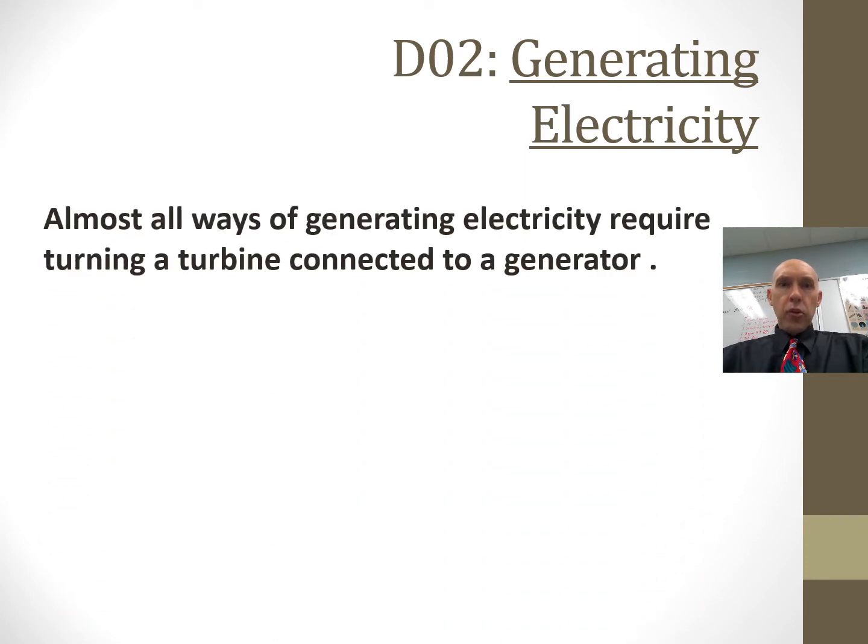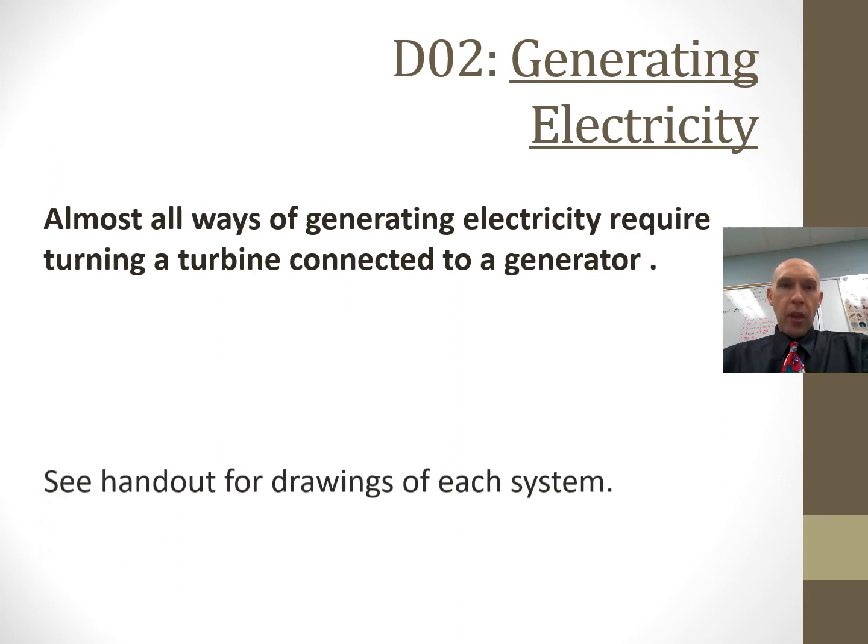So almost all ways of generating electricity require that something is used to turn a turbine, which basically looks like an airplane propeller, and that's connected to a generator, which is going to produce the electricity. So this is talking about making alternating current like we have in our homes.